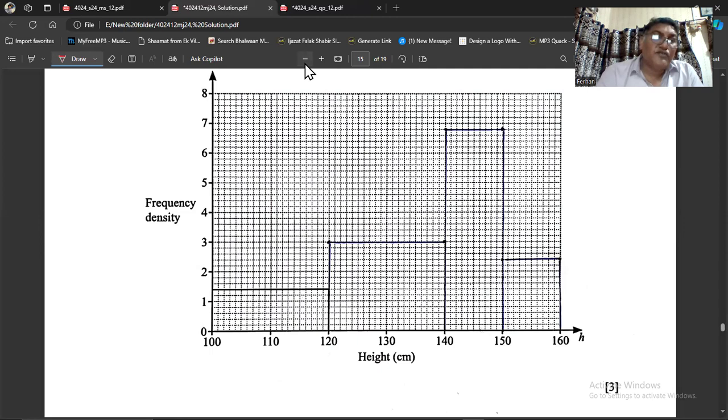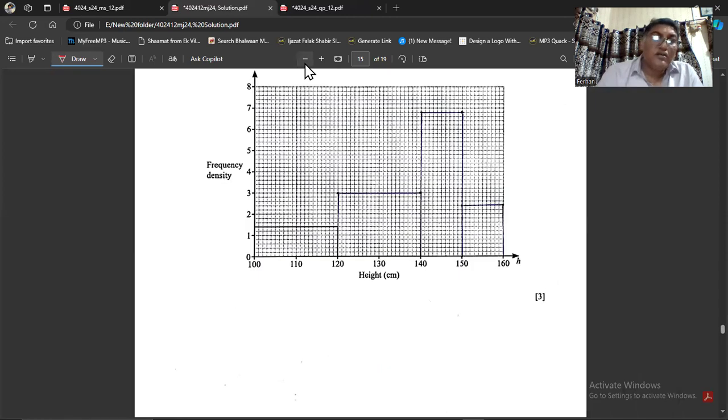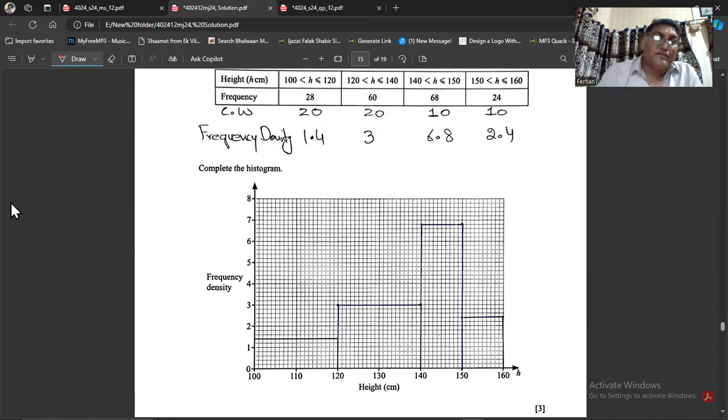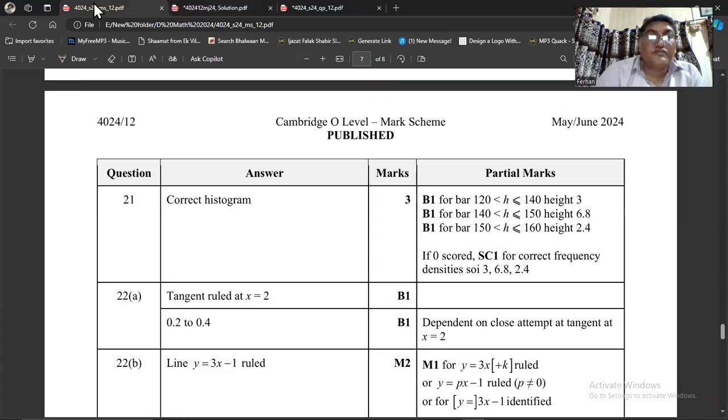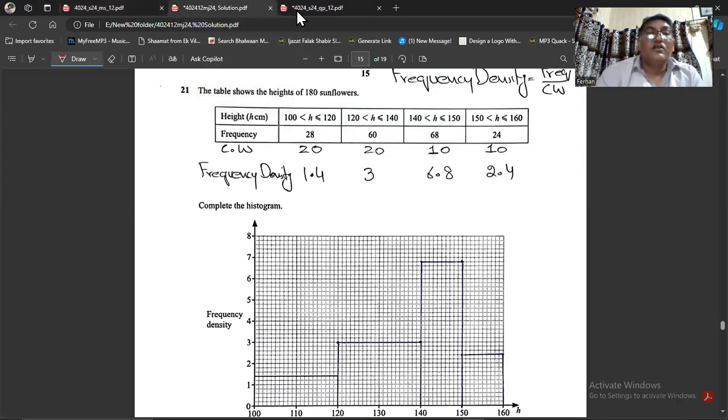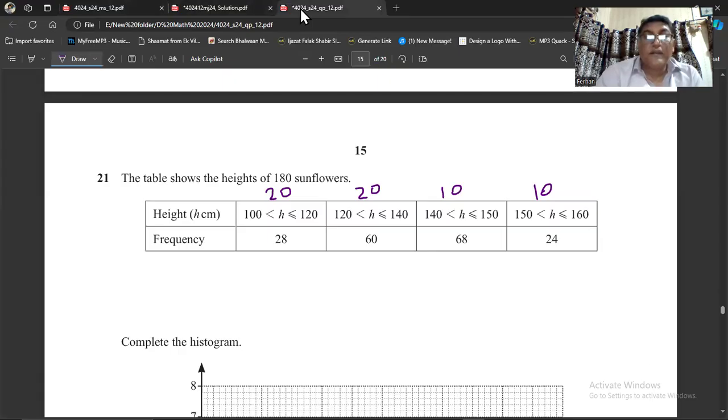And let me show you the table also. So you can see on your screen, the histogram formed and the frequency density calculated. So this is how you do the question. So we are done with question number 21.